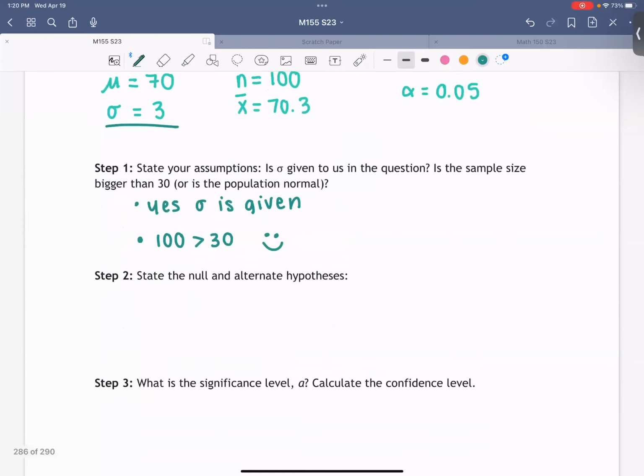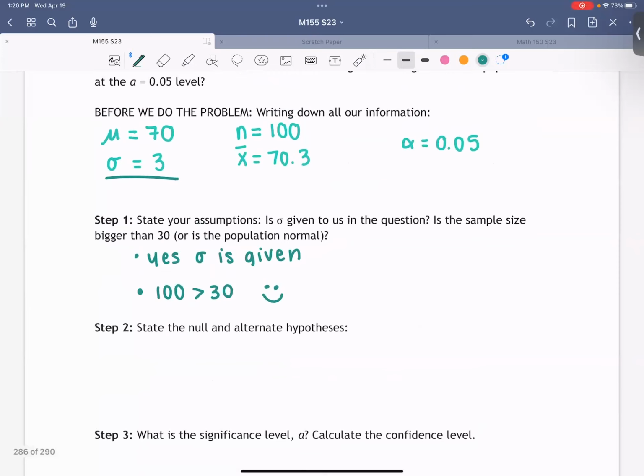All right, step two, stating the null and alternate hypothesis. So when we write the null hypothesis, it always follows the same instructions, right? We write H0, we put a colon, we're always talking about mu being equal to something. And what number is mu equal to?